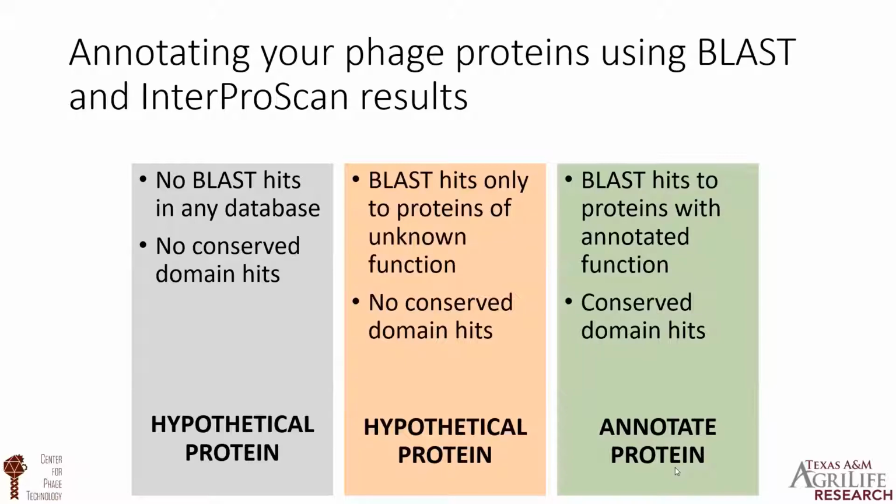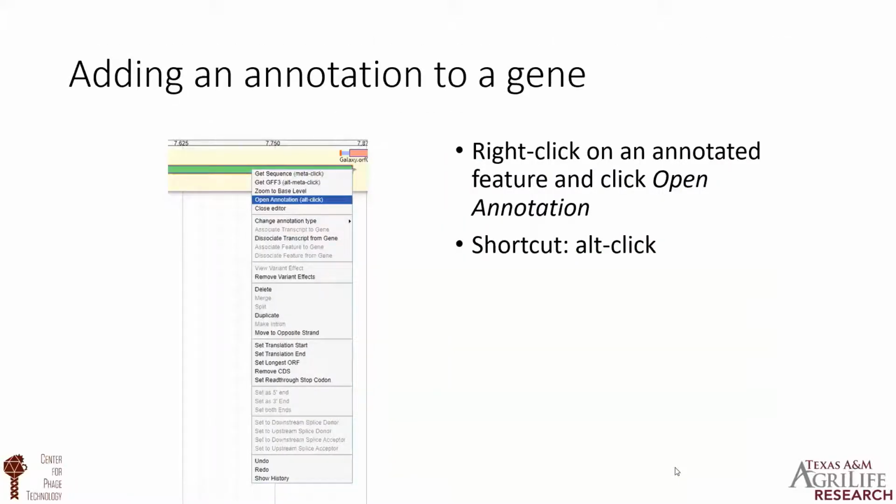If you have BLAST hits to proteins with annotated function that you believe, or conserved domain hits that you can interpret, then you can annotate that protein with the appropriate function. To add an annotation to a gene in Apollo, in the user-created annotation track, you can right-click on that feature and then click Open Annotation. You can also alt-click on the feature.